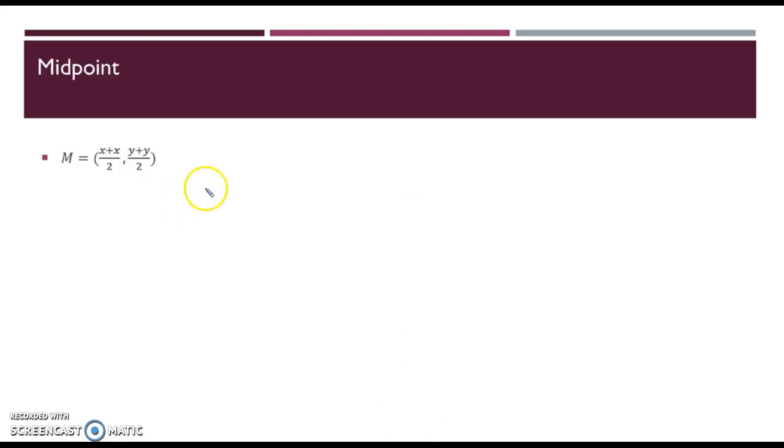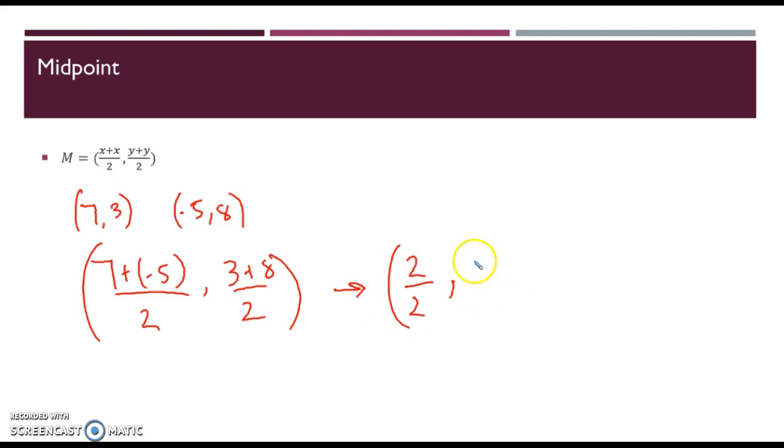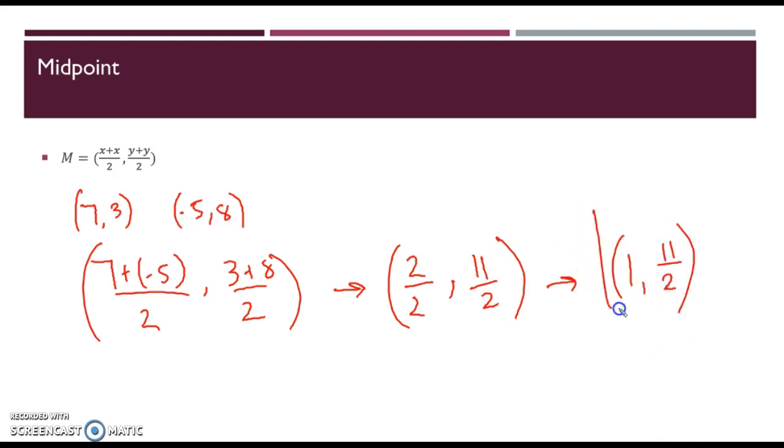Okay, for the midpoint we're adding, so order doesn't matter. I just add my x's and divide by 2, add my y's and divide by 2. So if I use those same points, (7, 3) and (negative 5, 8), then I would say 7 plus negative 5 divided by 2, and then 3 plus 8 divided by 2. Well, 7 plus negative 5 is 2, so I end up with 2 over 2, and then 3 plus 8 is 11. 2 divided by 2 is 1, and I can't simplify 11 divided by 2, so I'm going to leave it as 11 over 2. So my midpoint would be at (1, 11/2).